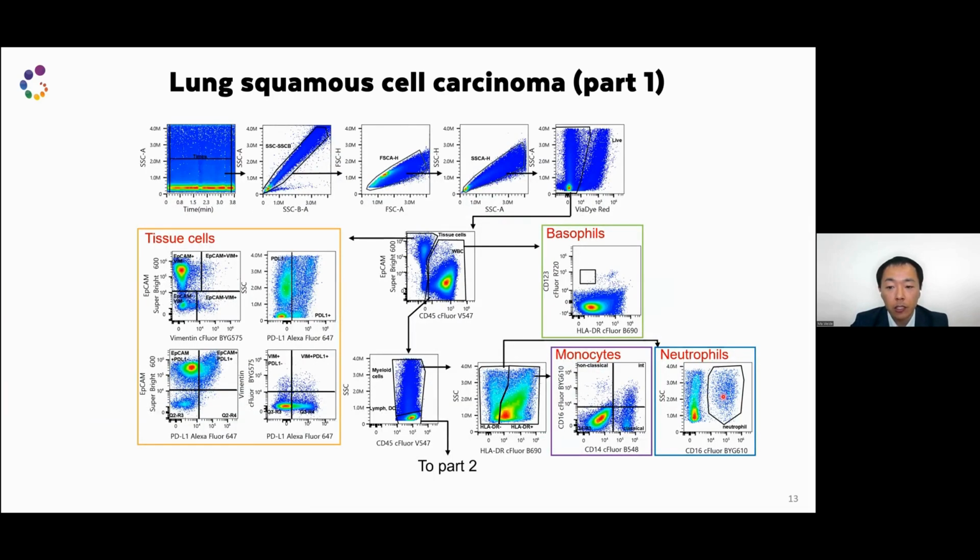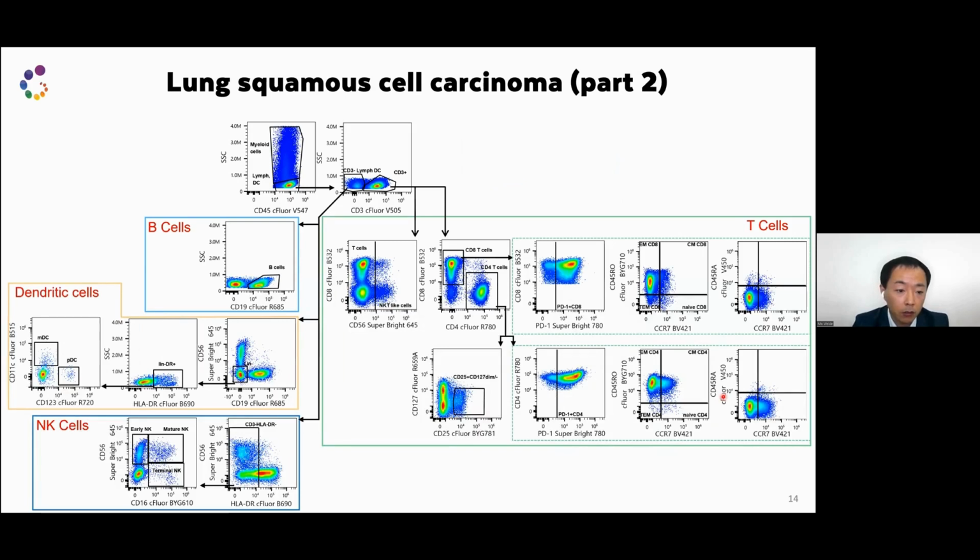This is a squamous cell carcinoma sample. Just like the previous sample, the cell clustering is very clear. We can see PD-L1 is mainly expressed on EpCAM positive cells. This sample has fewer basophils, but all other populations remained. We can see the monocytes, the neutrophils, the different T cells, the B cells, the different dendritic cells, and the NK cells. Okay, that's the data we have. The following slide will present the data analysis part.